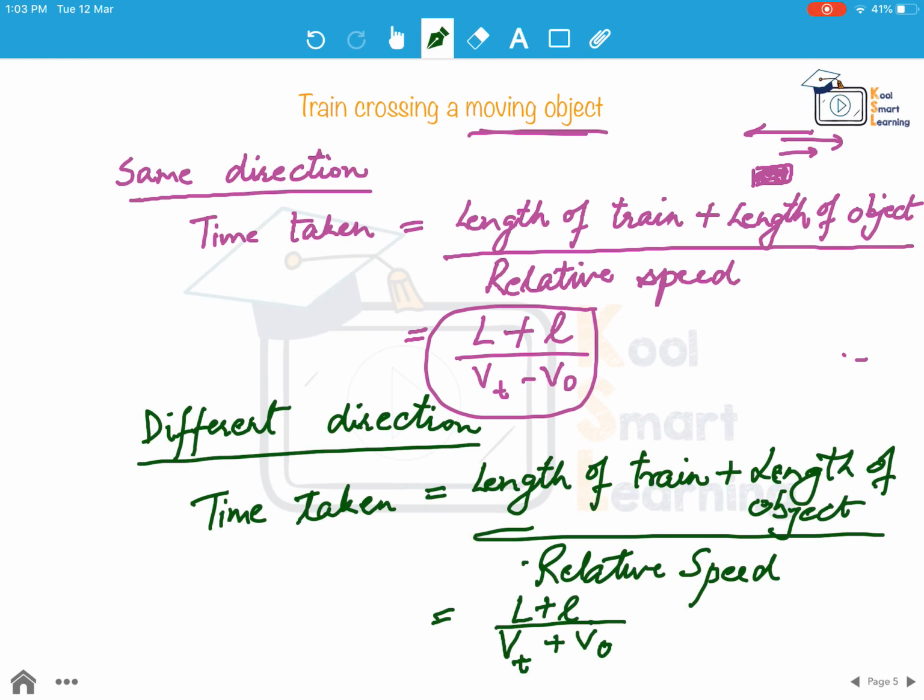I am using the term velocity and speed interchangeably, although they are not the same, but we are just talking about the value here. So I am using these terms interchangeably. So it is actually the speed of the train plus the speed of the object. So this is the time taken when the train and object are moving in opposite directions.